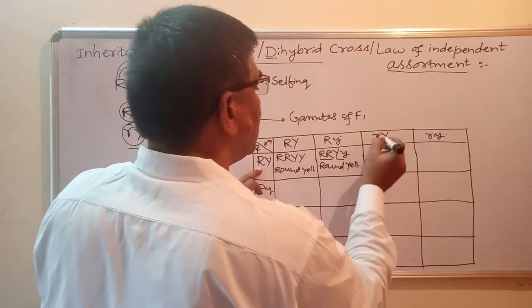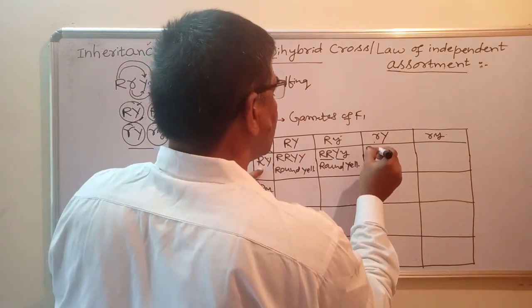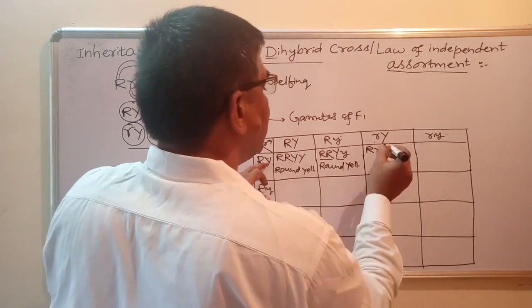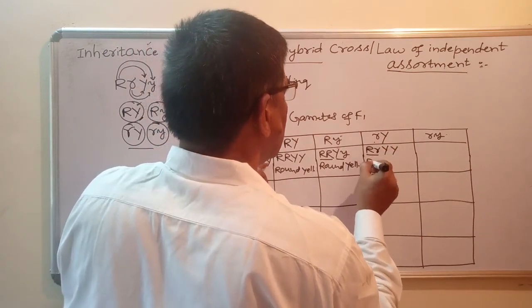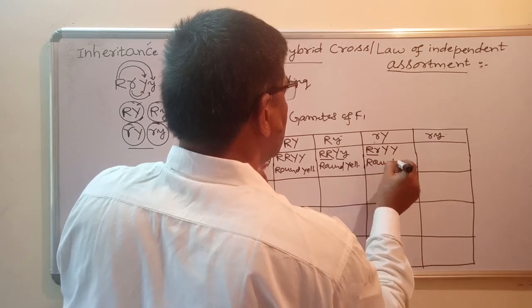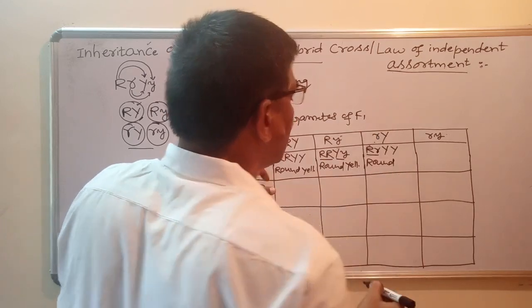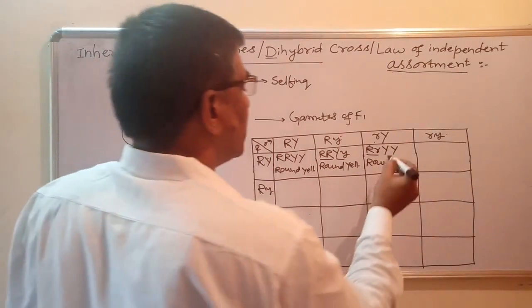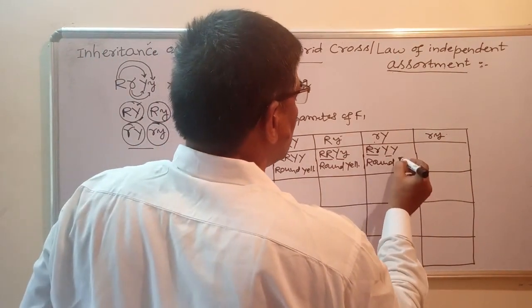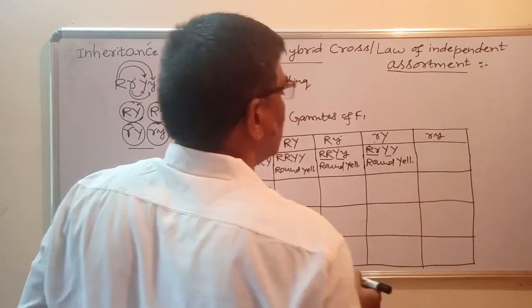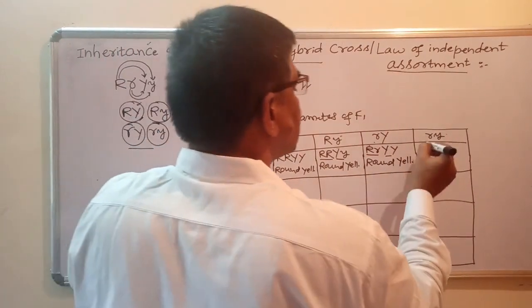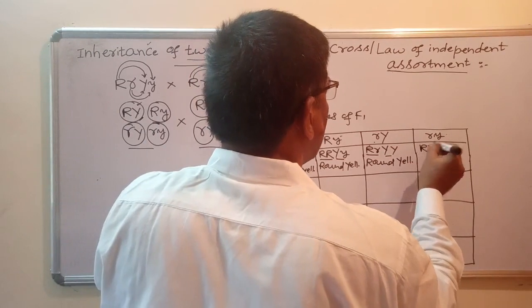Similarly, this capital R, small r, and capital Y, capital Y. So this is round. Why is it round? Because capital R is dominant over the small r. Since two capital Y's are present, it is yellow only. Okay, round yellow. And now this capital R, small r.